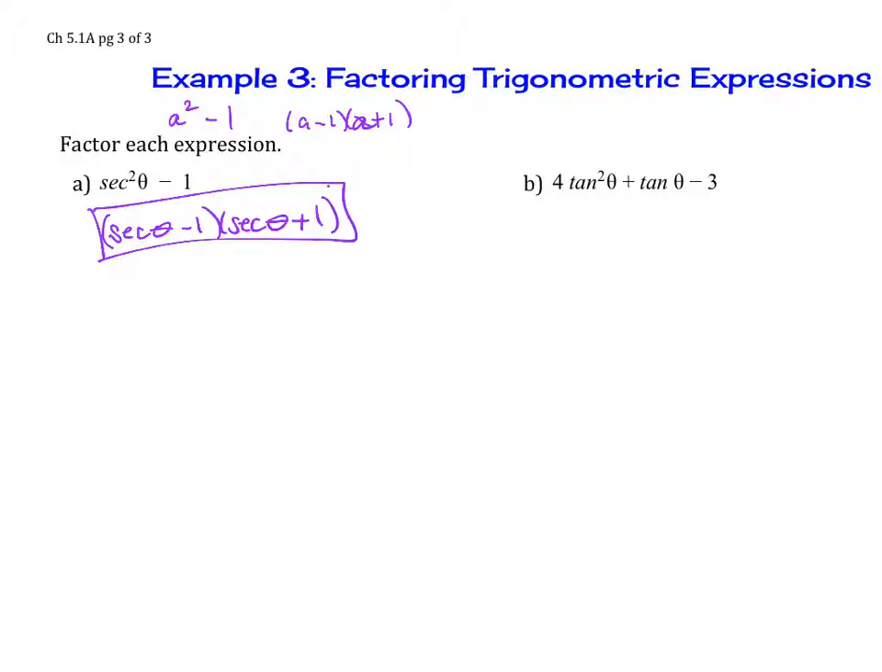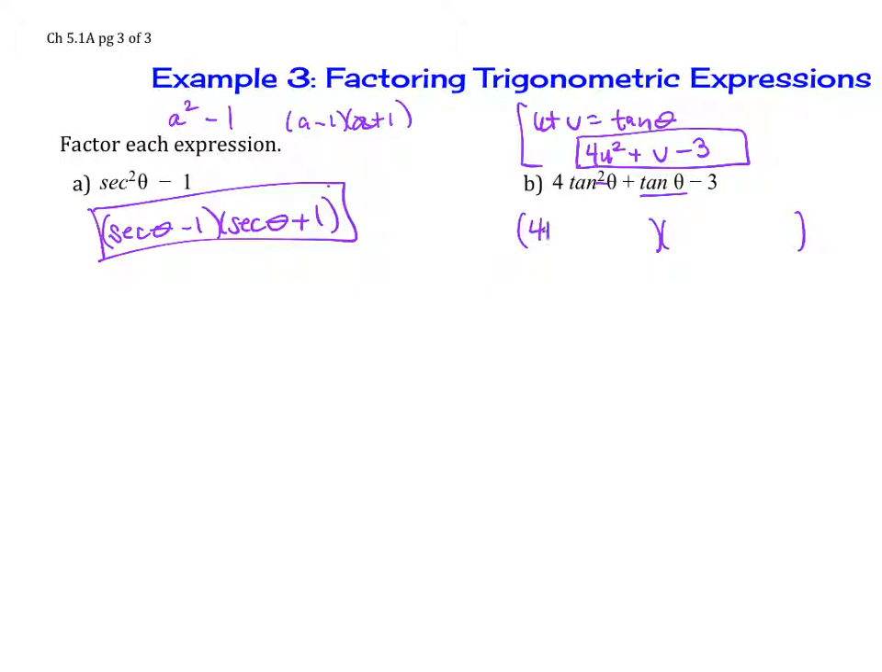Another way to think about that is let u equal tangent of theta. And so another way to look at this is 4u squared plus u minus 3, and that is factorable. I'm hoping you don't have to do this, but I wanted you to see that it is factorable. You see the squared, and this is just the tangent, and then you could just factor it without having to do this let u part here.